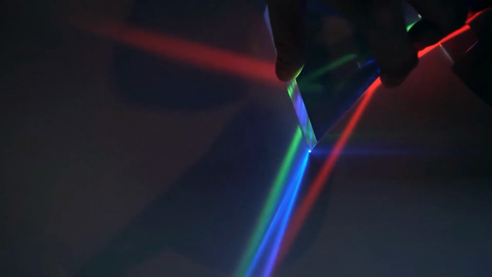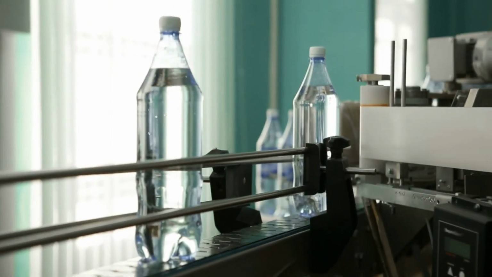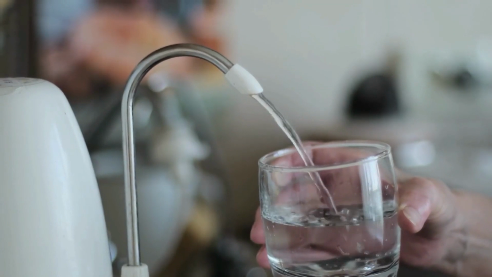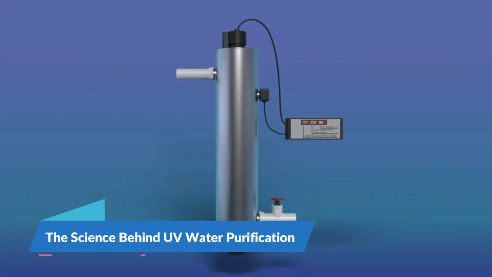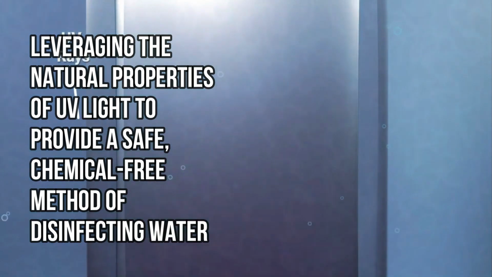By utilizing the germicidal properties of UVC light, modern water purification systems can effectively neutralize harmful pathogens, ensuring that the water flowing from our taps is safe to drink. The science behind UV water purification. Ultraviolet (UV) water purification is a fascinating application of science, leveraging the natural properties of UV light to provide a safe, chemical-free method of disinfecting water.